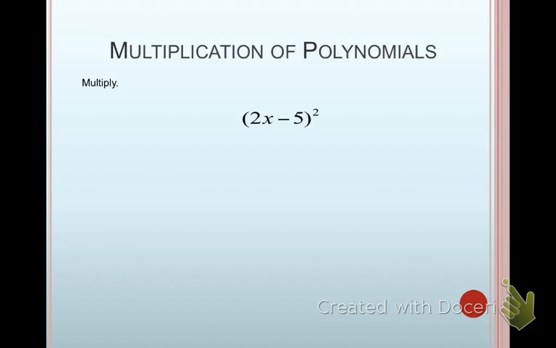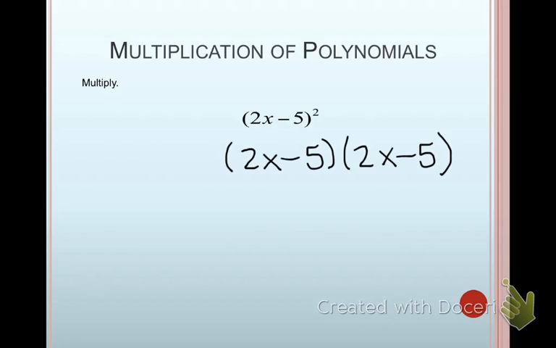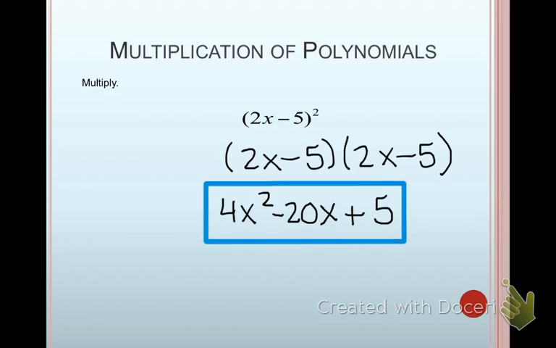Let's try another one. 2x minus 5 squared. This would be 2x minus 5 times 2x minus 5. Square that first term, it would give us 4x squared. Square that last term, it would give us 25. 2x times negative 5 would give us a negative 10x. Double that, it would give us a negative 20x. And there is our answer.